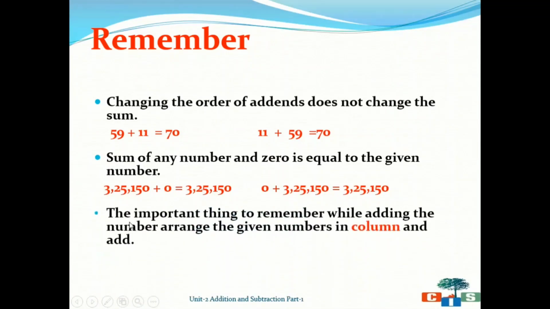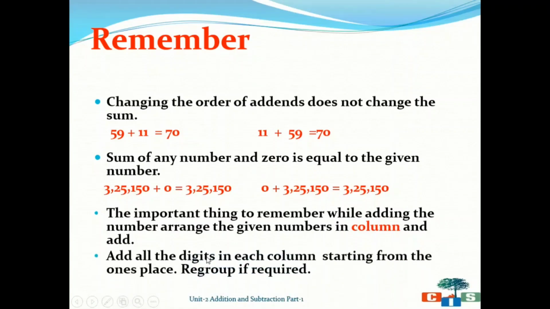Some important things you have to remember while doing addition: you have to arrange the given numbers in columns and then add. This we have already discussed earlier. Next, add all the digits in each column starting from the ones place. You have to always start from the ones place. Regroup if required. Now we'll start with the word problem, which is based on addition.